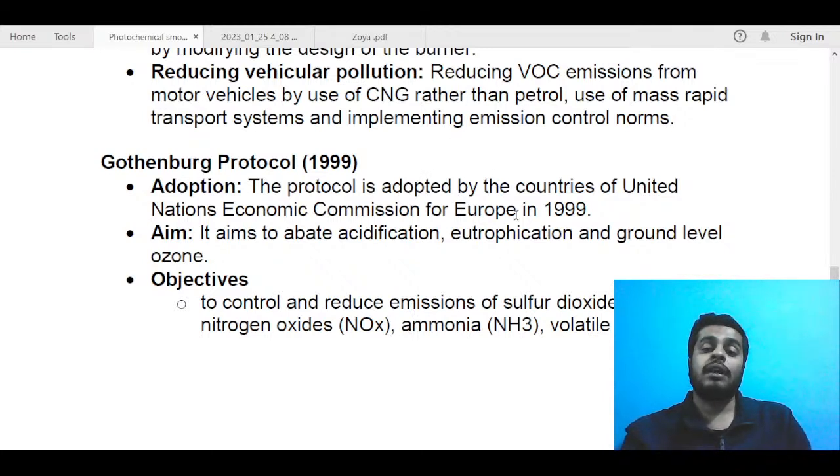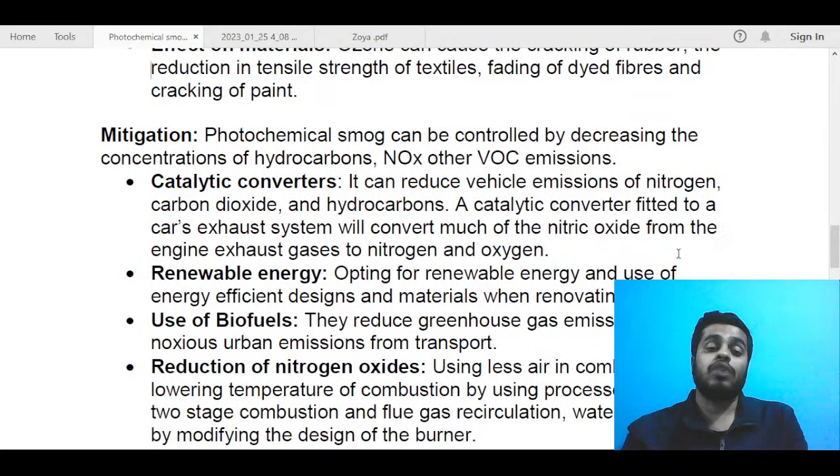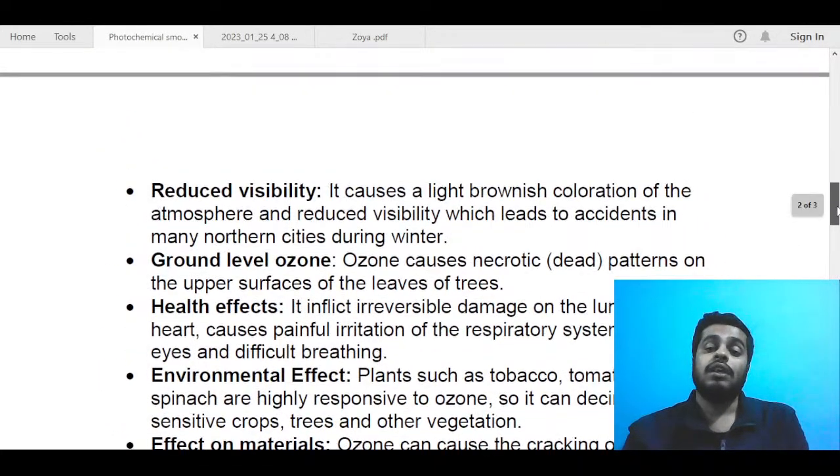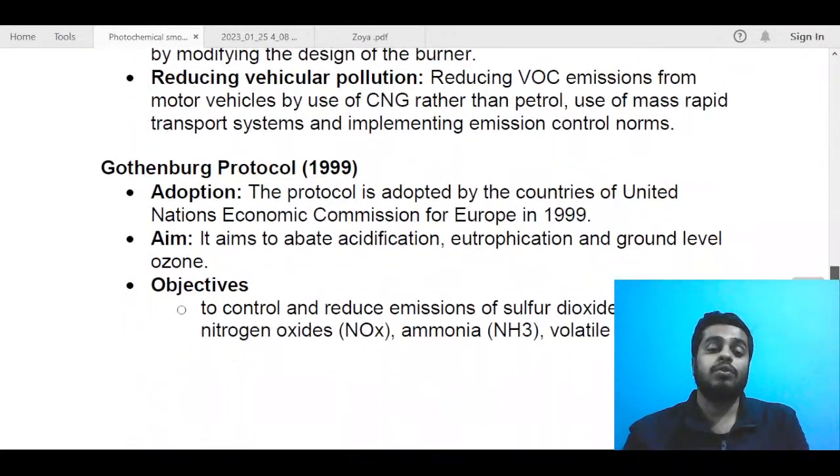This protocol was adopted in 1999, and its aim was to abate acidification, eutrophication, and ground level ozone. This was the basic aim that you could have mentioned. If you could have just written about ground level ozone, you should have derived that when you read this question. I think that was pretty basic knowledge. When you are writing about ozone photochemical smog, the question must relate to abating ozone. So even if you did not have complete knowledge, you could have come to this point.